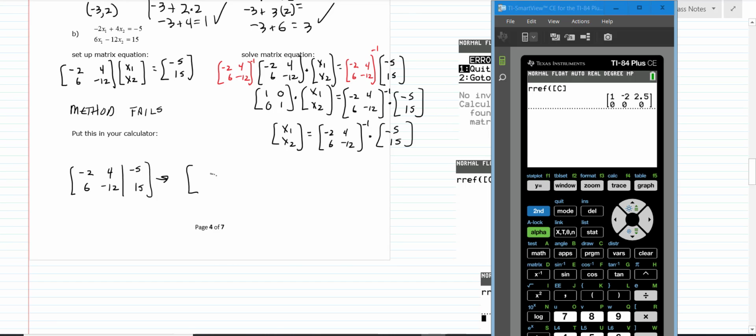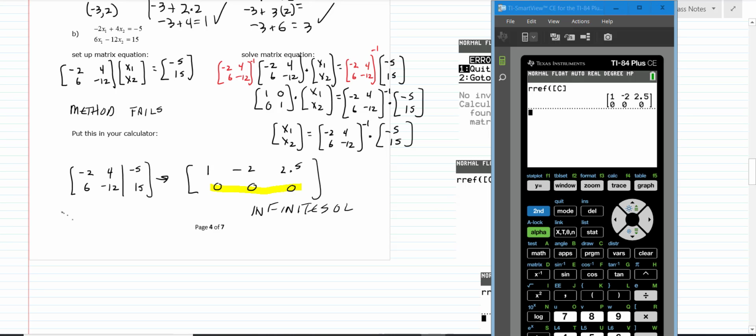So what we have is 1, negative 2, 2.5, 0, 0, 0. Okay, now what does that row of zeros mean? Now that means infinite solutions. Okay, so what we have is a system of equations that has infinite solutions. Now the way we learned how to do this is like this.